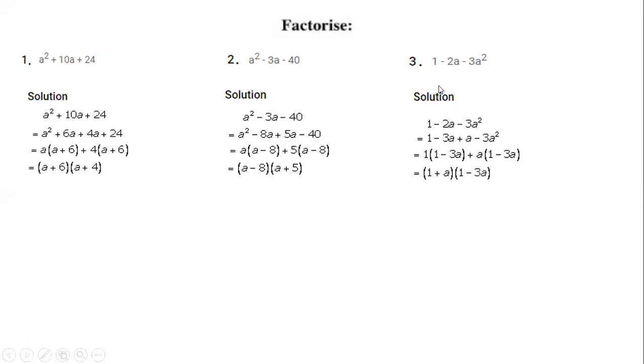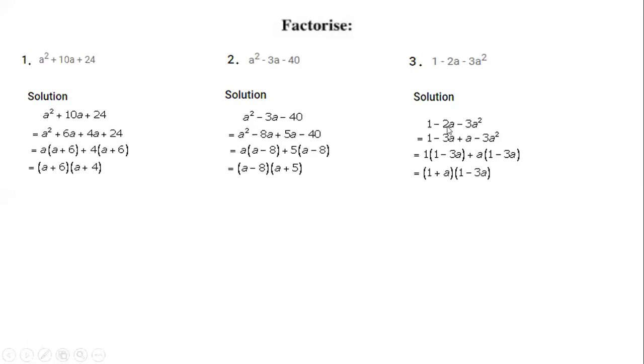Same process we have to do in the question number 3. 1 minus 2a minus 3a square. Now see, we are having two methods. If you want to take negative common, then you can take it out. After taking out negative common, this expression is equal to minus, then in the bracket, you have to write 3a square plus 2a minus 1. If you want to do like that, then it's up to you. If you go ahead with this one, then it's your choice.